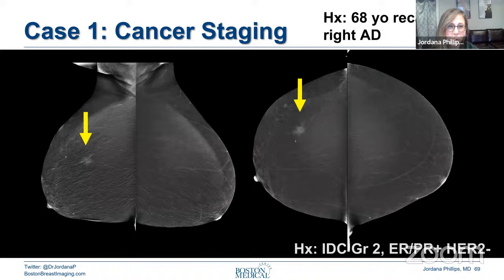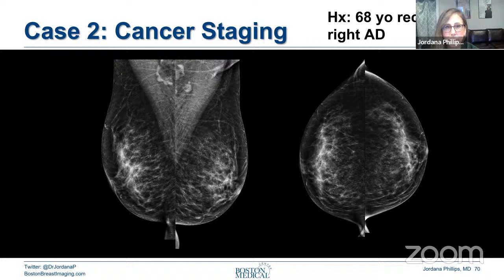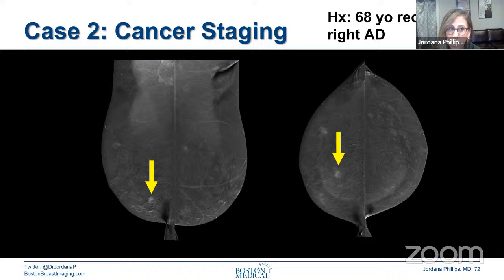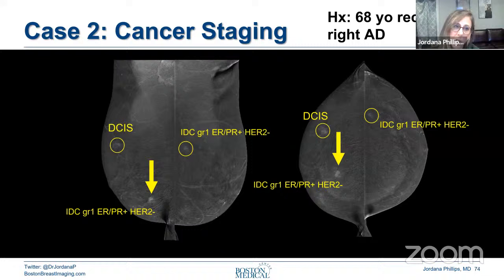This is another case. This is a 68-year-old woman who was recalled again for right breast architectural distortion. This is the area of distortion. It was a very subtle finding, not even worth showing you the 2D images for this particular case. These were the recombined images that showed us for sure that there's an abnormality in this location, but it also showed us that there were other abnormalities located in both breasts. These were all malignant. So this is an example for sure for architectural distortion. It helps us say, is this area something to worry about or not? And is there additional disease in other parts of the breast?